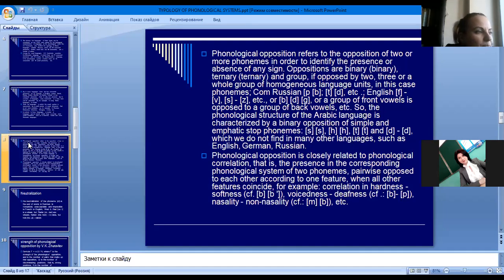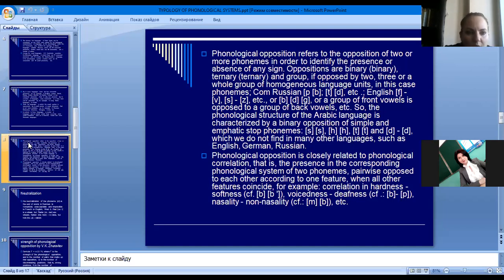Phonological opposition is closely related to phonological correlation. That is the presence in the corresponding phonological system of two phonemes pairwise opposed to each other according to one feature, when all other features coincide. For example, correlation in hardness and softness, b, b, voicedness and deafness, b, p, nasality, non-nasality, m, b, and so on.